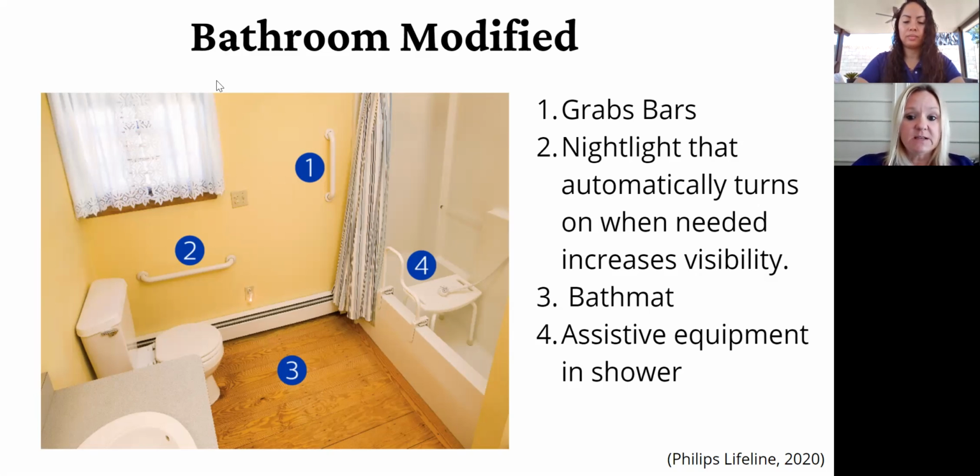Another idea is a bath mat. Bath mats are necessary outside the tub for spillage and because you're wet, but there are specific bath mats meant for the bathroom that have non-skid backing, and that will prevent slips and falls from the wet conditions. Another item is the assistive equipment in the shower. In this case, we have a shower bench as well as the long-handled shower hose.